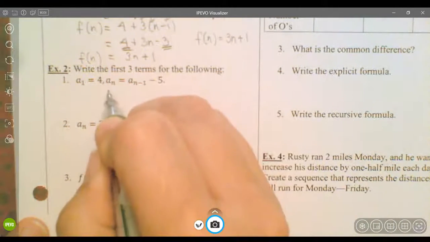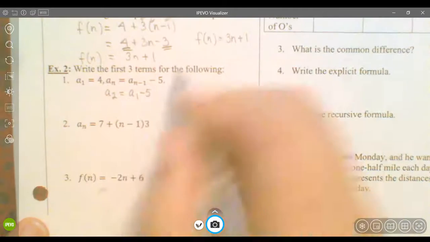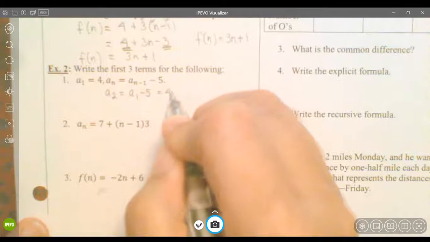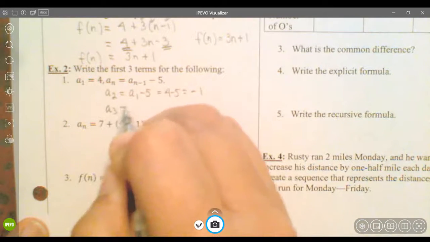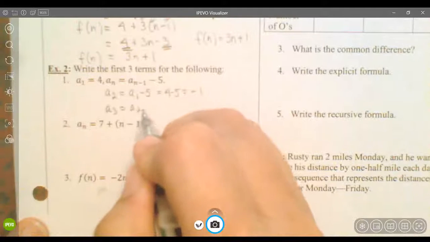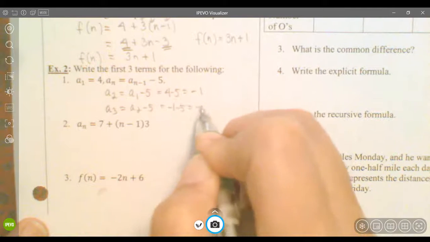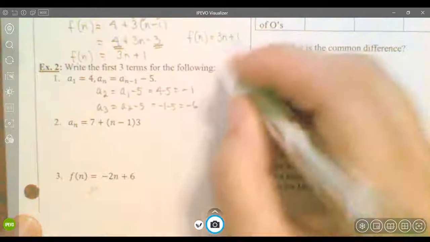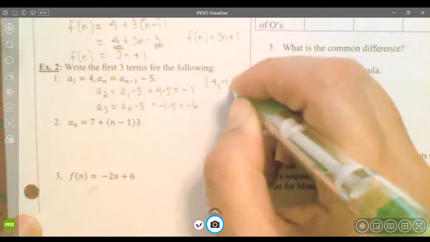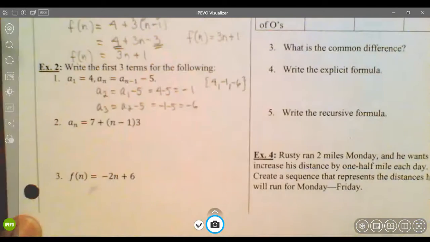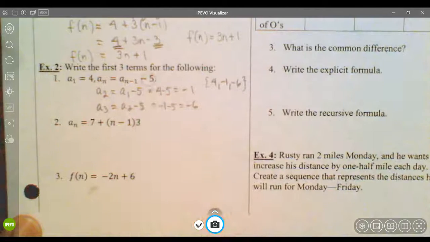So a sub 1 is 4. A sub 2 is a sub 1 minus 5. So that's 4 minus 5, which is negative 1. A sub 3 is a sub 2 minus 5. So negative 1 minus 5 is negative 6. So it looks like I've got 4, negative 1, negative 6. And it looks like I'm subtracting 5 as I go. Yup, that's right.